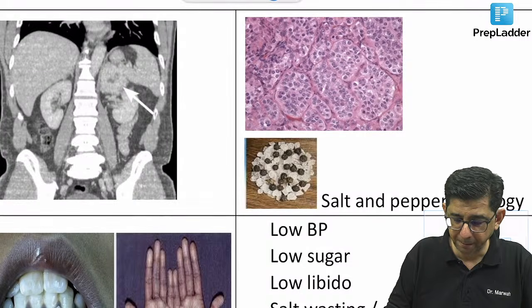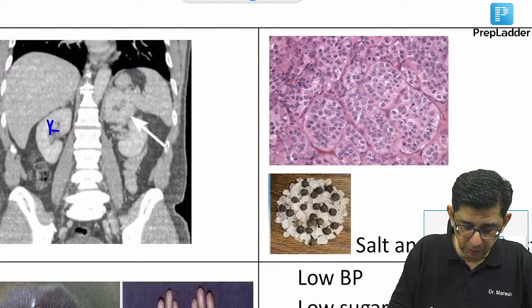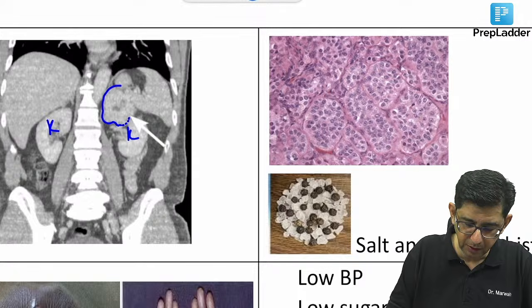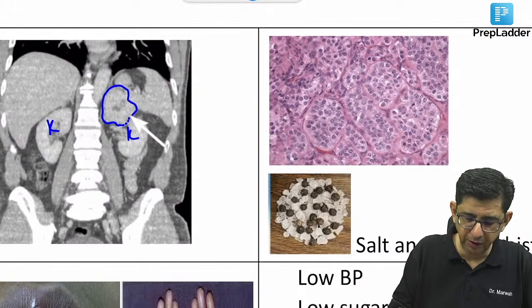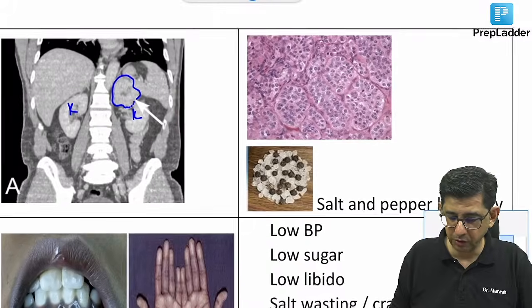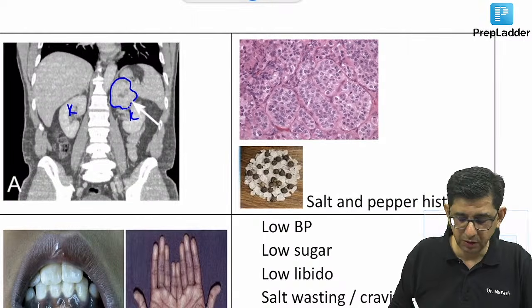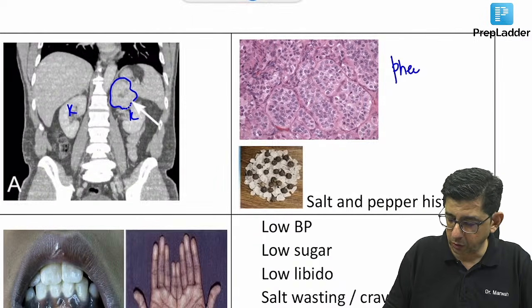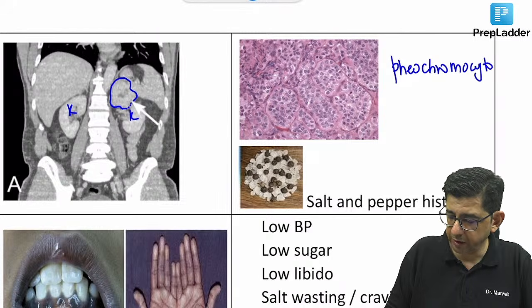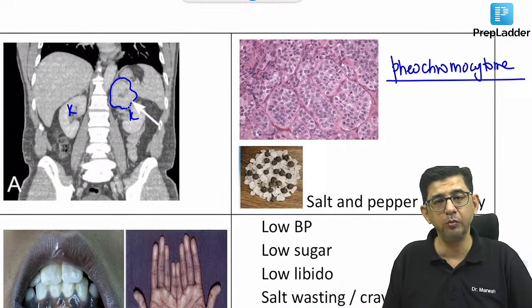This is the kidney, right? And just above the kidney in the suprarenal gland, there is this ill-defined mass, and this looks to be infiltrating into the adjacent tissues as well. And the salt and pepper histology is also given. So yes, your answer would be pheochromocytoma. Very good. Your answer would be a condition where we read about the rule of 10. This would be a pheochromocytoma.